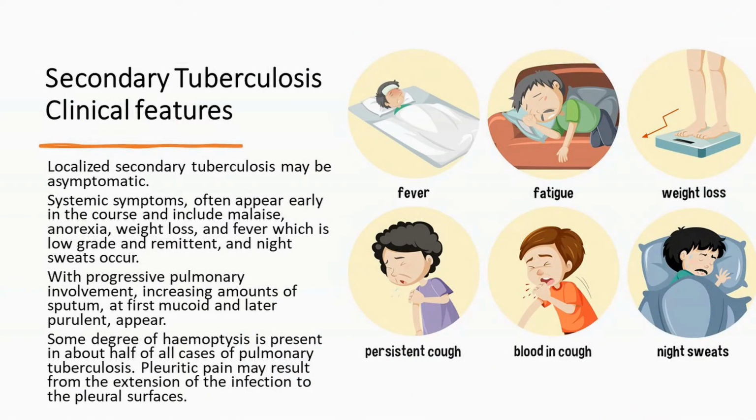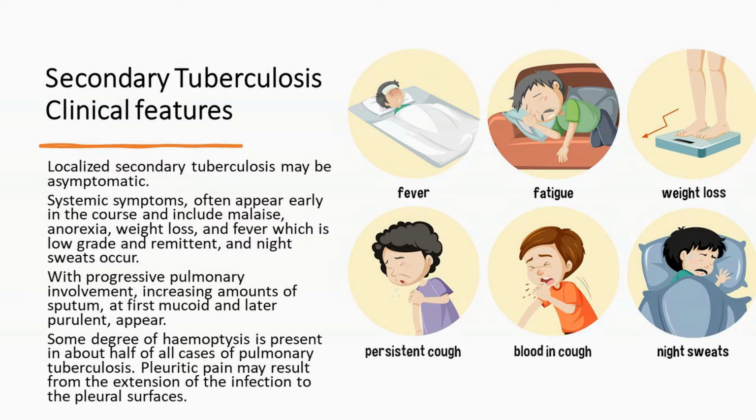Clinical features of secondary tuberculosis. Localized secondary tuberculosis may be asymptomatic. Systemic symptoms often appear early in the course and include malaise, anorexia, weight loss, and fever, which is low-grade and remittent, and night sweats occur.